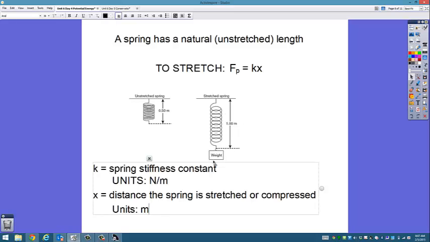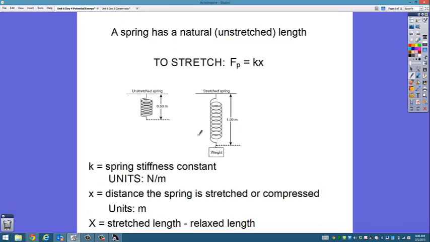Then once you attach some sort of mass or weight to it, it's going to stretch even more, or this could also be your force pulling it down. So the distance x that we want to use in this equation is really going to be the stretched length minus the relaxed length. So when we look at this equation, what we're really looking for is how far did it stretch.